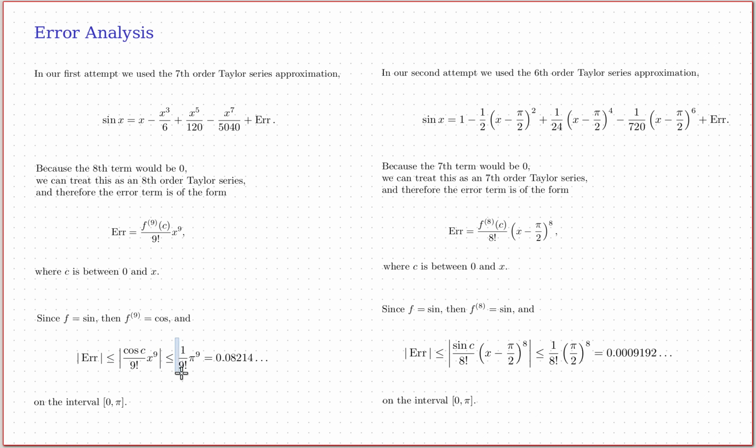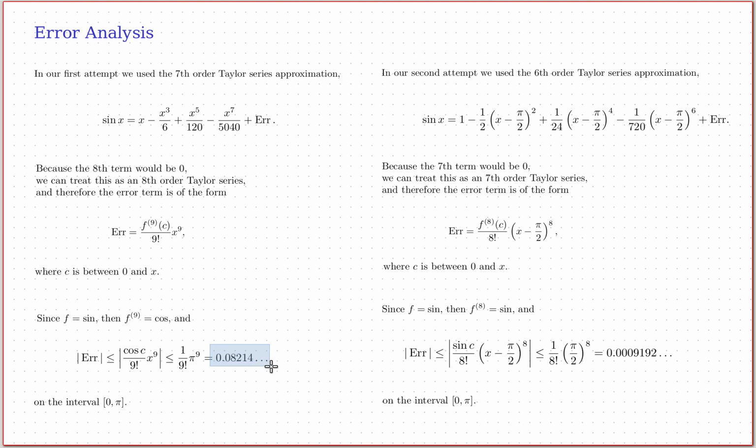So what's the biggest this could be? Well, the biggest value that cosine can ever take in absolute value is 1, so I'll just plug that in. The biggest value that x could take on the interval from 0 to pi is pi. So I'll just plug in the worst case values for c and for x here. And then if you do the arithmetic, you get that the error is no greater than 0.08. So it would suggest that it's accurate, well, not quite to 1 decimal place.